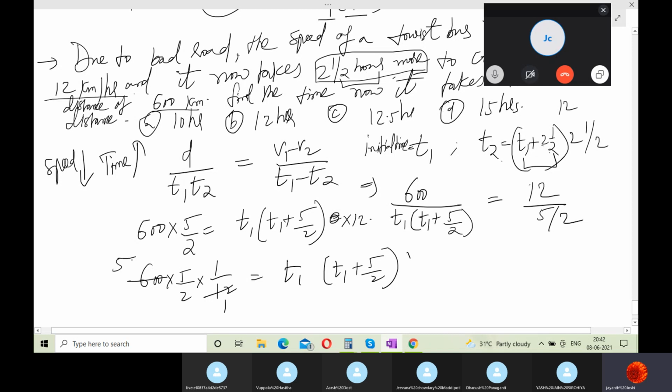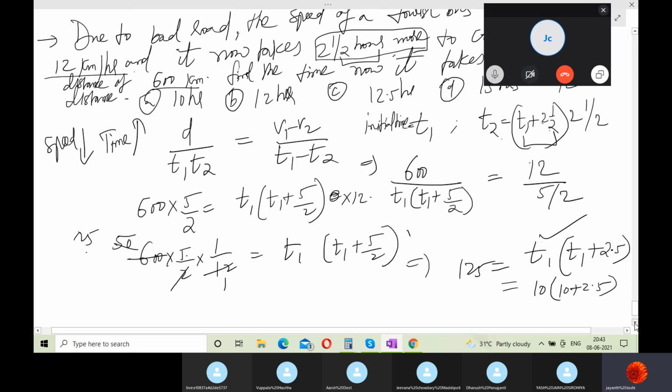12 5s are 60, 25 2s are 50, 25 5s are 125. So 125 is equal to T1 into T1 plus 2.5. 5 by 2 is 2.5, no? If I take 10 here, what is happening? 10 into 10 plus 2.5. So 10 plus 2.5 is 12.5. 10 into 12.5 is 125. So 125 is equal to 125. So answer is 10. All of you just make a note of this.